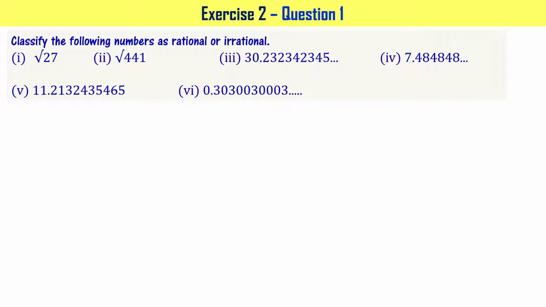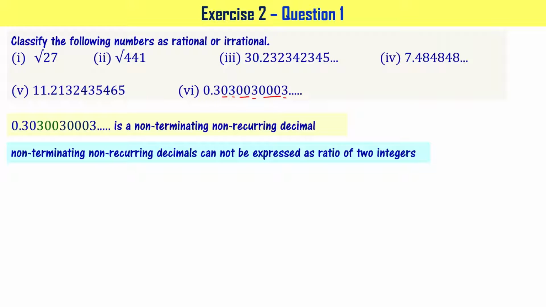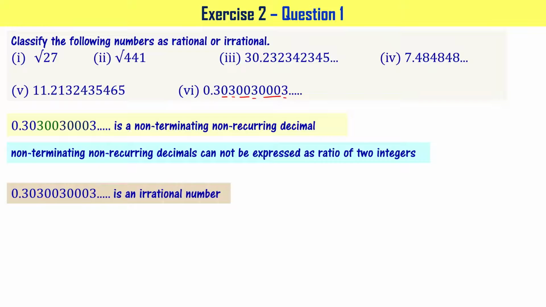Here, look at this. You have 0.3, then you have 1 0, then you have 3 and 2 zeros, 3 and 3 zeros, 3 and maybe 4 zeros, and so on, right? As you see here, it is also a non-terminating, non-recurring decimal. We said that non-terminating, non-recurring decimals cannot be expressed as a ratio of two integers. It means they are irrational numbers, right?